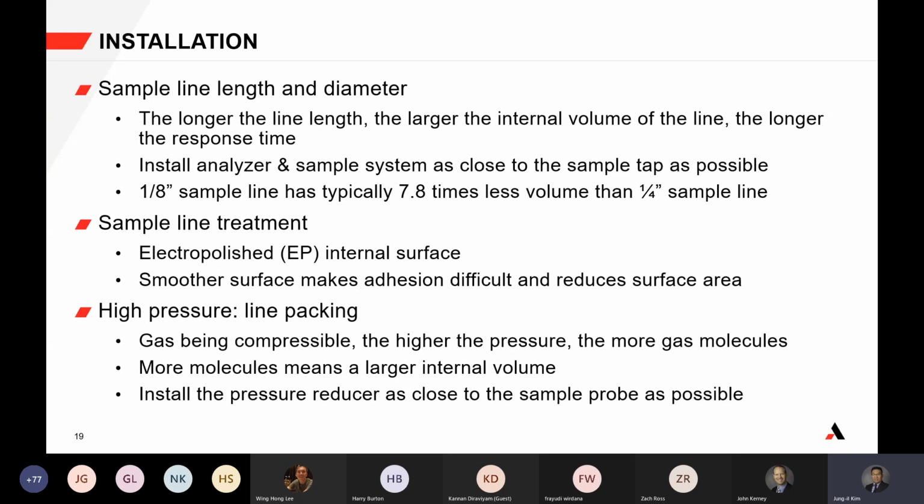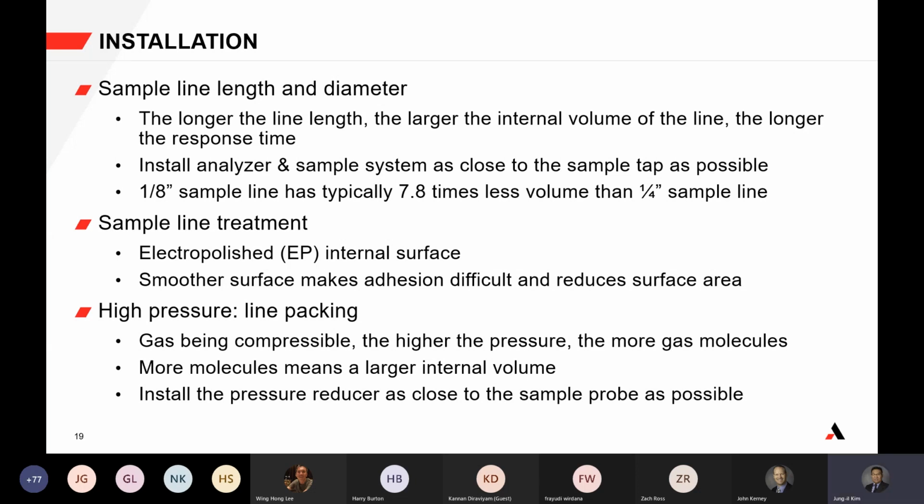As previously stated, sample line length should be as short as possible. We are often asked, what is the maximum line length an analyzer can handle? There is no maximum sample length. As the sample line length increases, the internal surfaces increase, and more heating is required to keep the sample system heated. And of course, the speed of response increases. This means that it is best to locate the analyzer and the sample system as close to the sample takeoff point as possible.